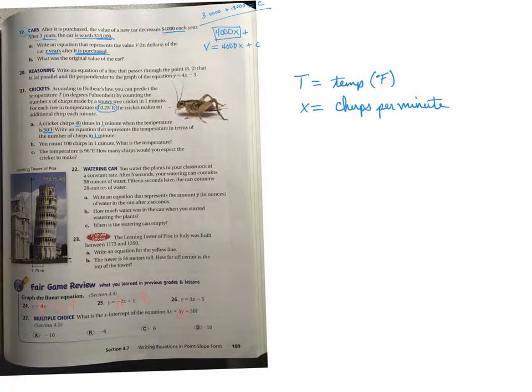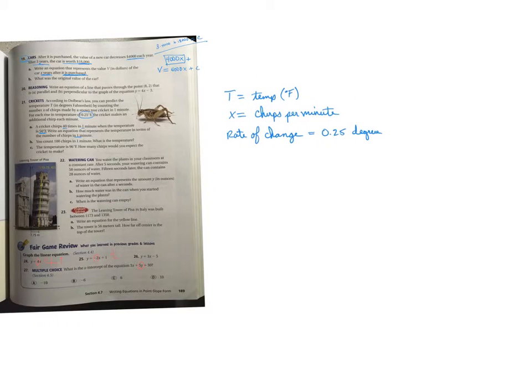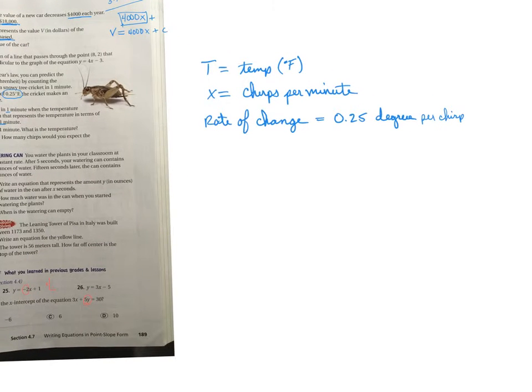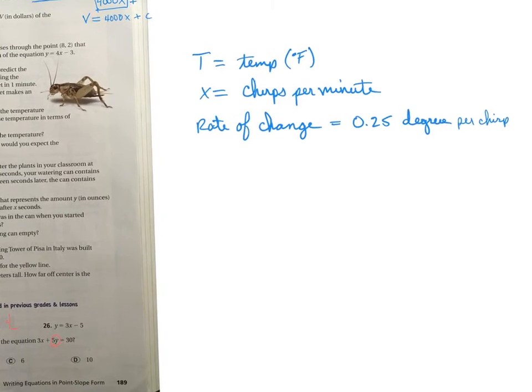And the rate of change is going to be, so this is stuff you want to write down just so you can get it, 0.25 degree per chirp. Per chirp. Here we go. Oh, this is really good. This helps us get more comfortable with the formula, actually. Check. So here we go.